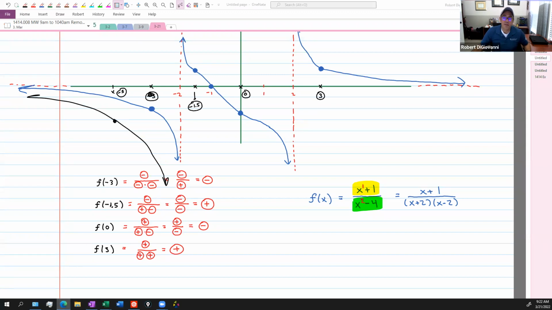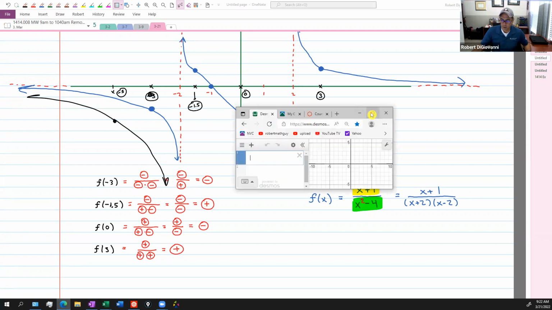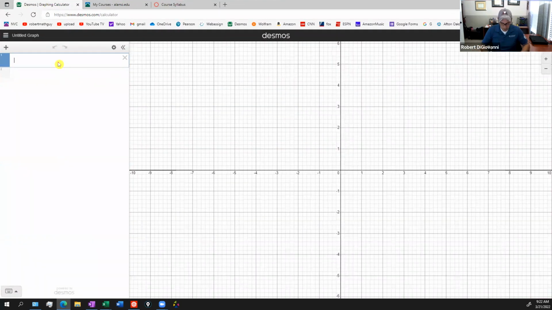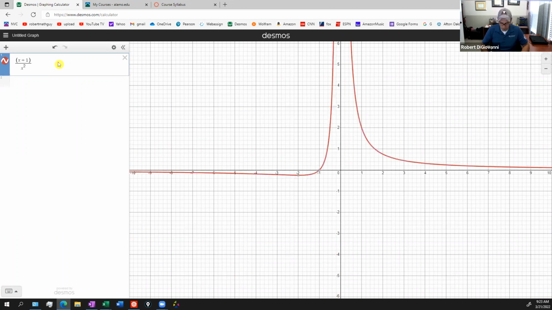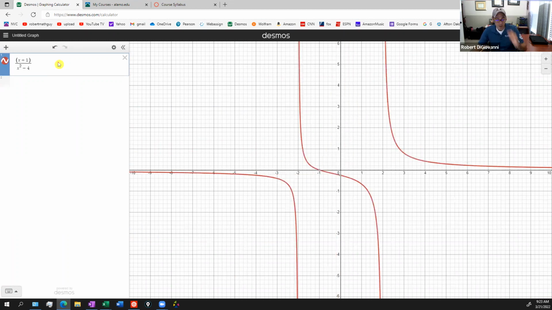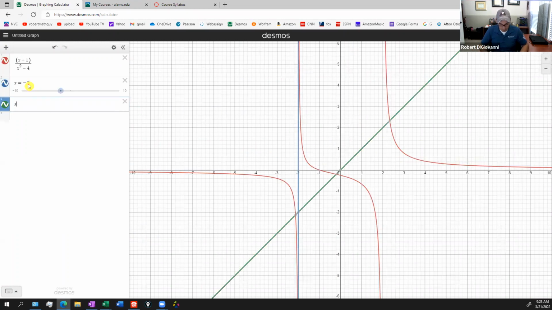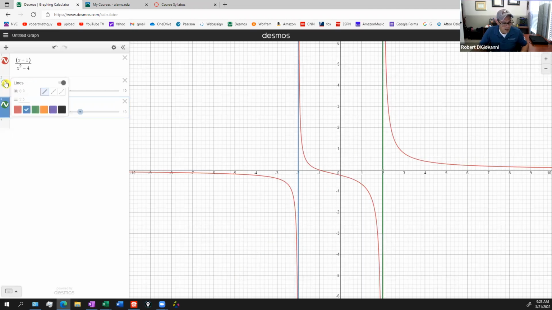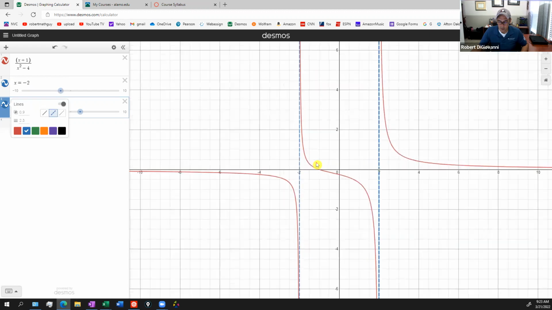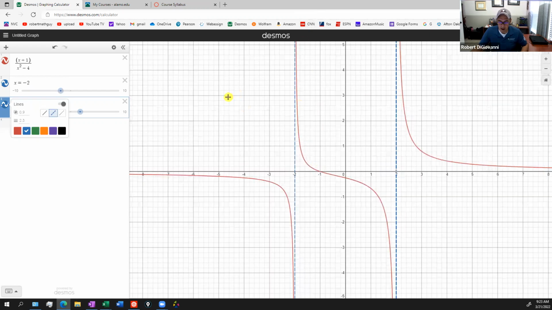If we go look at the original, here's what the graph looks like on a computer: x+1 divided by x² - 4. So there's the graph. Let me see, x equals -2, x equals 2. I'm just putting these vertical asymptotes so you can see them here. Okay, so there's their graph.